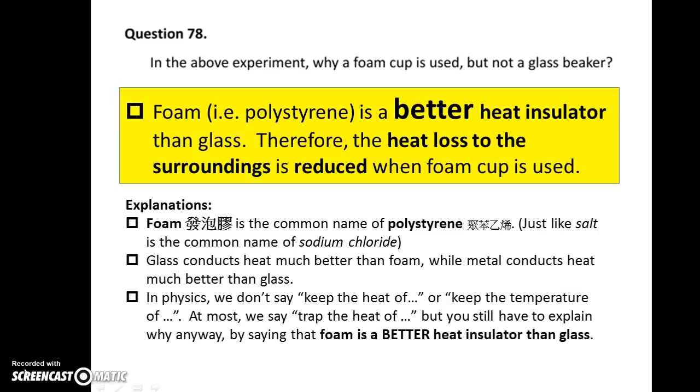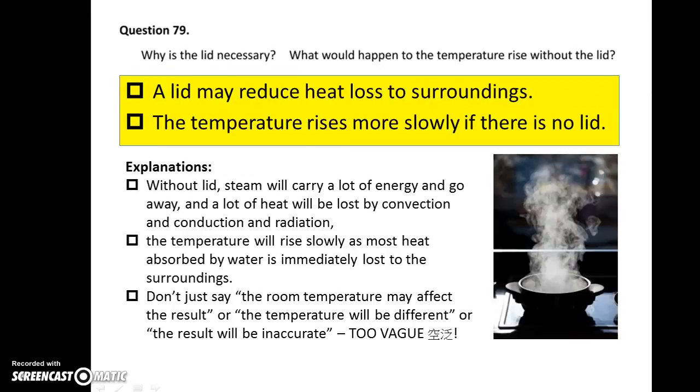Question 78. Why was a foam cup used? Because foam is a better heat insulator than glass, so that heat loss to surroundings is reduced. Question 79. Why should we have a lid? Without a lid, there will be a lot of evaporation, and then there will be a lot of heat loss to surroundings. Then the temperature will rise more slowly.